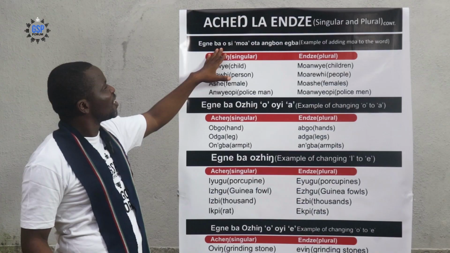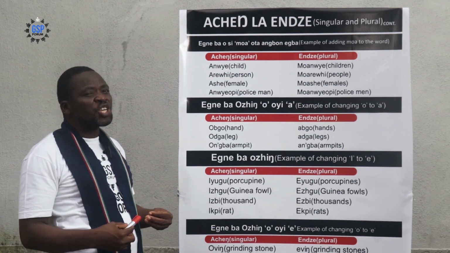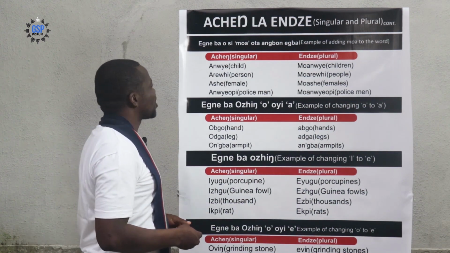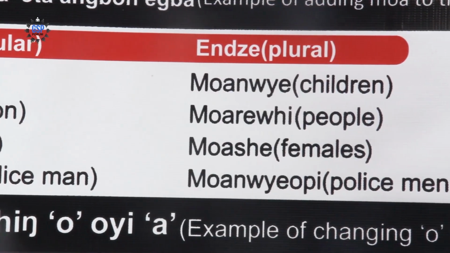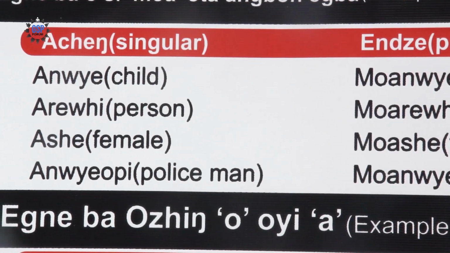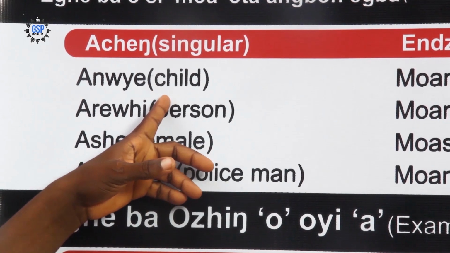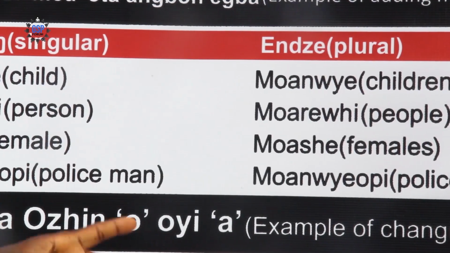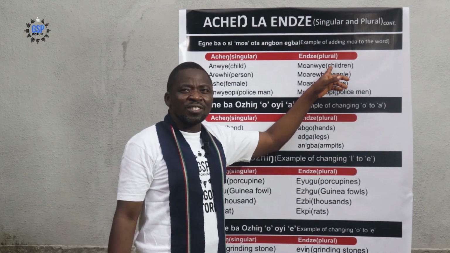Eggon ba osi more ota angbrengba. Achinge, which is singular, and zenze, which is plural. The first one we have is are. Are is child. If you want to put are in plural, you say moire, which is children.